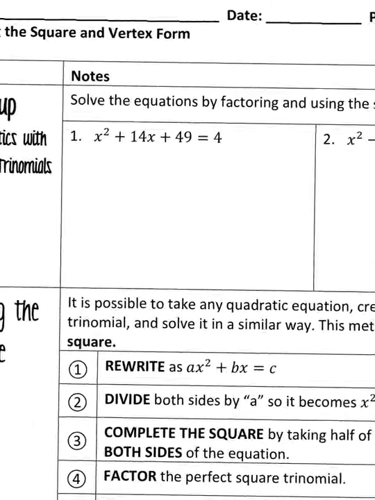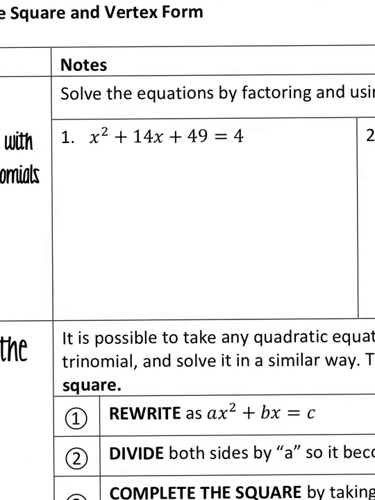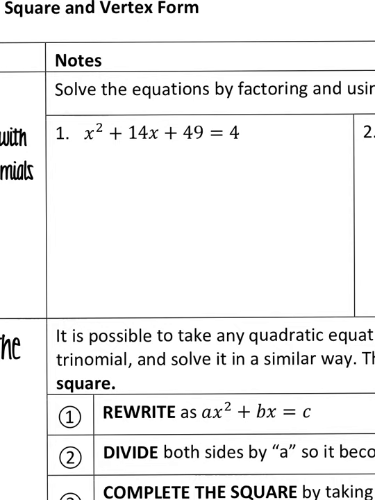So before we do that, let's refresh on how to factor. So we're going to factor these. So to factor, remember, we're going to set this side equal to 0. So we need to move this 4 over, and we're going to subtract it here. Okay, so now we have x squared plus 14x plus 45 equals 0.